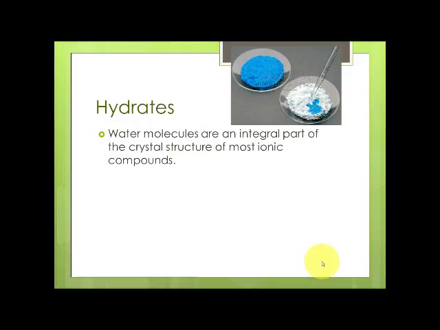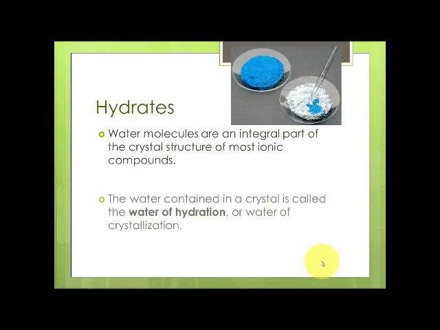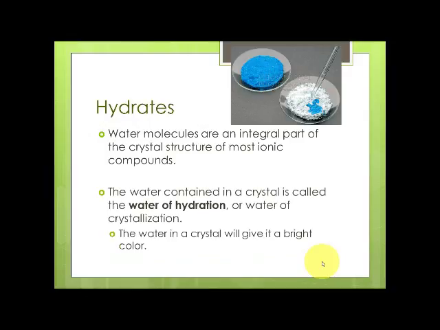So after electrolytes, the next thing we're going to talk about are called hydrates. Hydrates contain water as a part of their crystal structure. Okay, and because of this, it's really cool. They actually have cool colors. So the water contained in a crystal is called the water of hydration. And this is what actually gives a crystal its bright color.